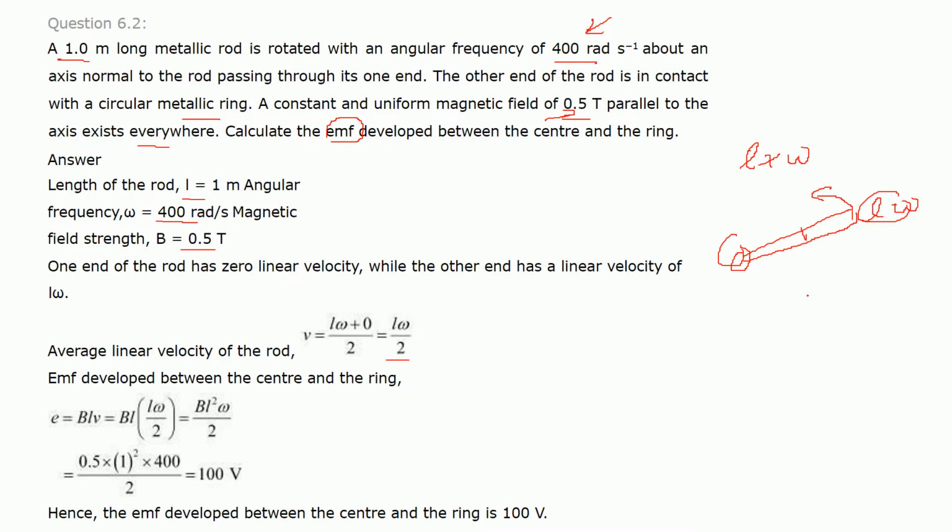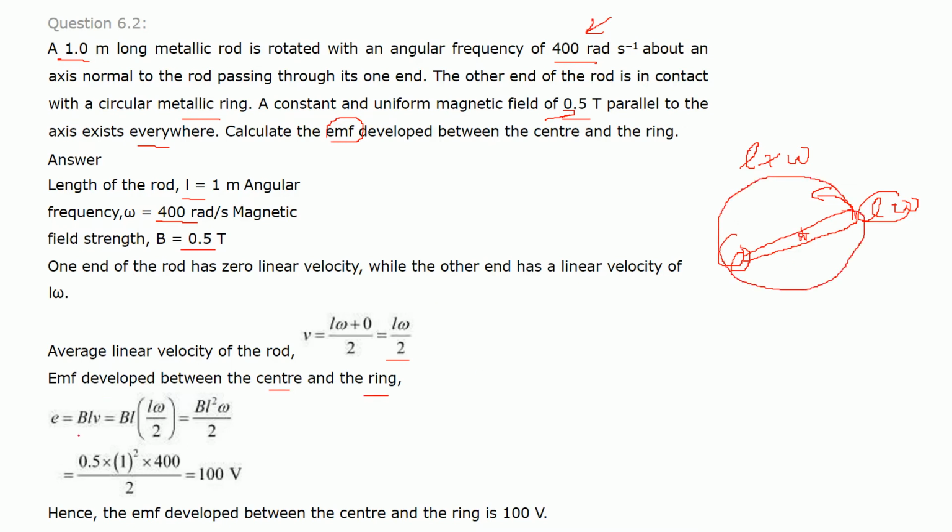Because we are talking about the EMF between the center and the ring, because the other end of the rod is in contact with a circular metallic ring. So we have the EMF which is developed between the center and the ring.